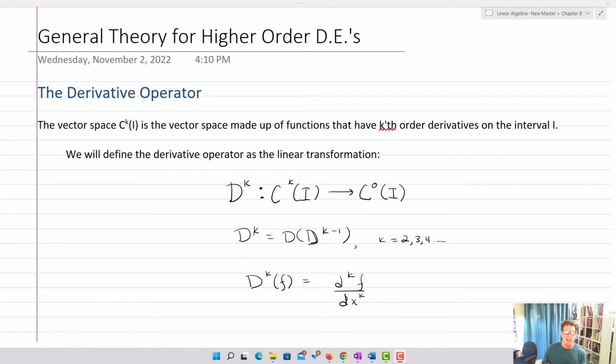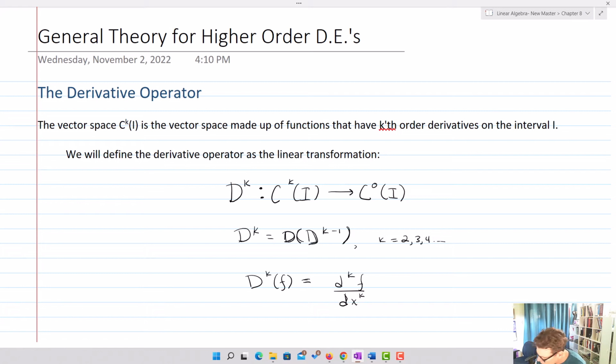And so we're going to define the derivative operator as a linear transformation. We're going to talk a little bit about the derivative being linear, but as a linear transformation such that D^k maps C^k(I) to C^0(I), okay? And then D^k is basically the derivative of the previous derivative. For example, if you take the first derivative and take its derivative, you get the second derivative. If you want to find the third derivative, you take the derivative of the second derivative. And that's how we're going to define the operation.